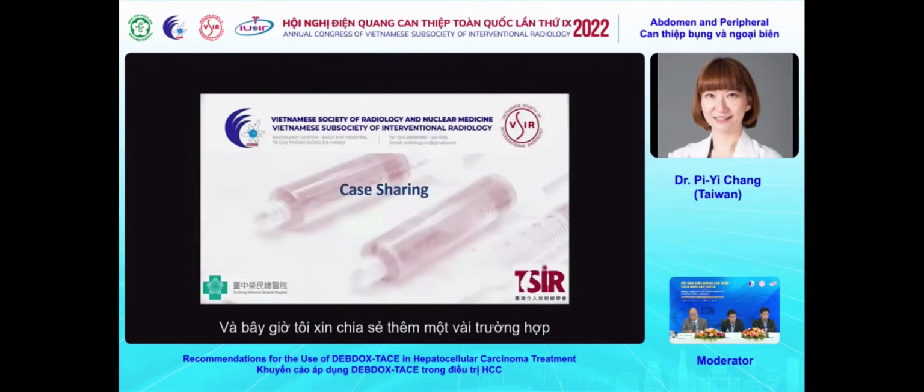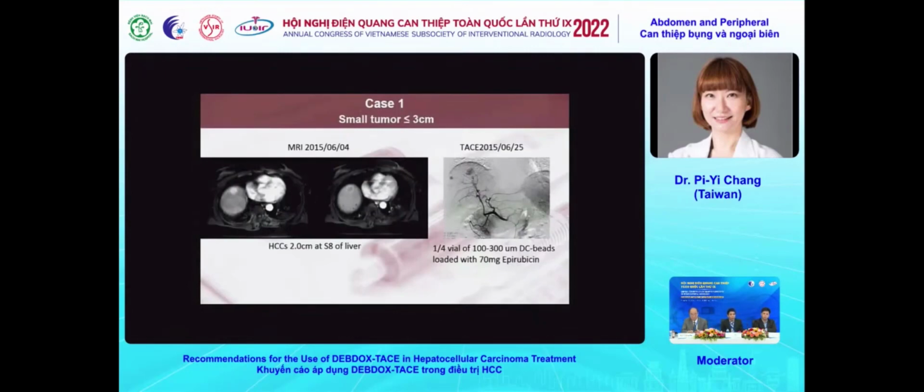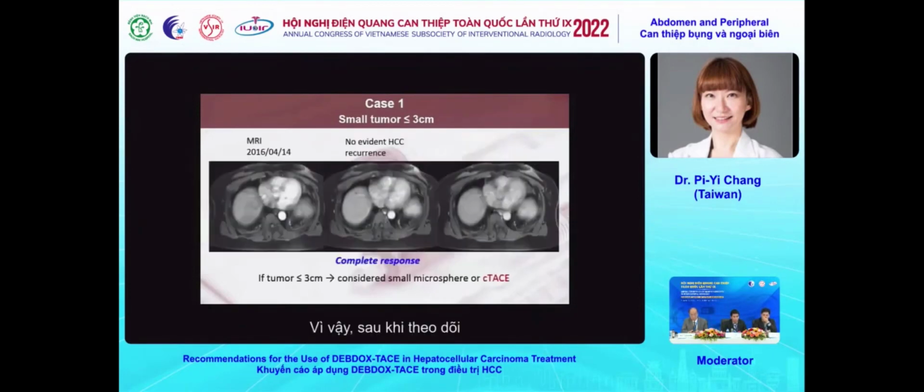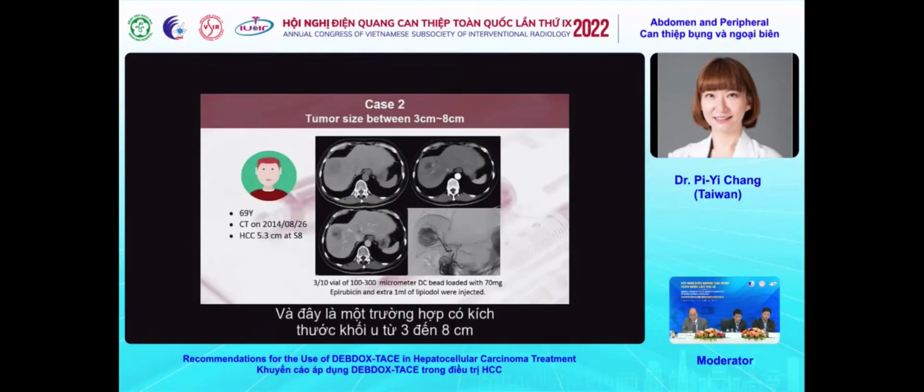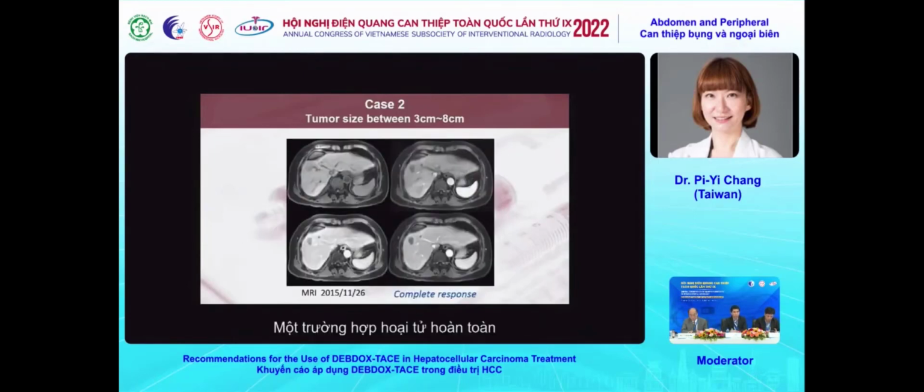And now I would like to share a few more cases with optimal results. This is a small tumor, smaller than 3 centimeters. So you can see that we use 100 through 300 micrometers DCB. After the follow-up, you can see this is a complete necrosis, complete response case. But for this small tumor, we can consider choosing small particles or even shifting to C-TACE. And this is a case with tumor size between 3 to 8 centimeters. As you can see, I have chosen 100 to 300 micrometer DCB. This is also a complete necrosis case.